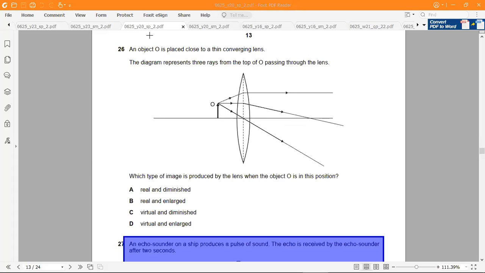Any virtual image should be what? Upright or upside down? قلنا virtual is upright. Virtual is upright. But here he is asking me if it's diminished or enlarged. I told you yesterday the only case of converging glass that makes a virtual image is the magnifying glass.